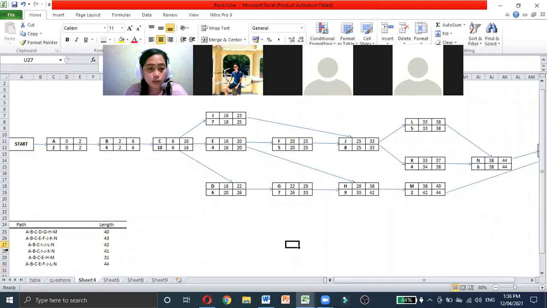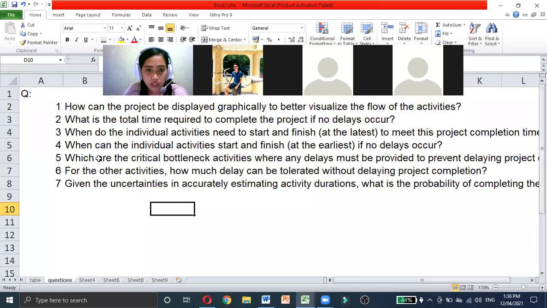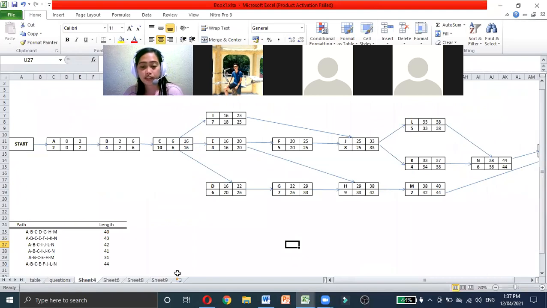So, going back to the question: which are the critical bottleneck activities where any delays must be prevented to avoid delaying project completion? Our answer here is the last one, which has the length of 44 weeks. So these activities are our critical path.